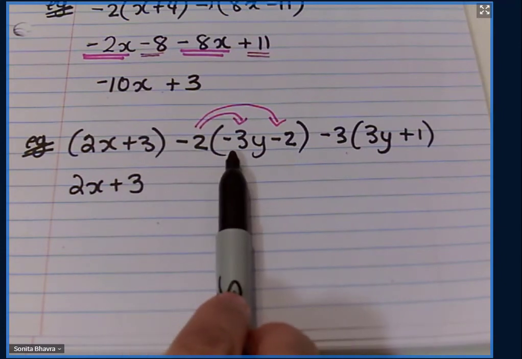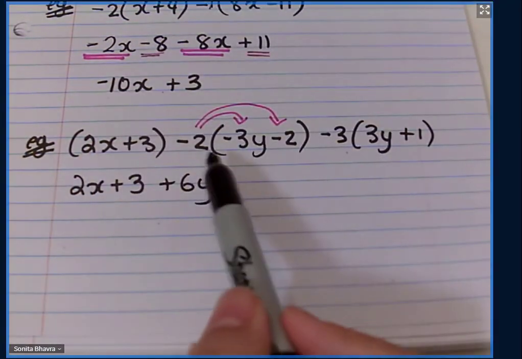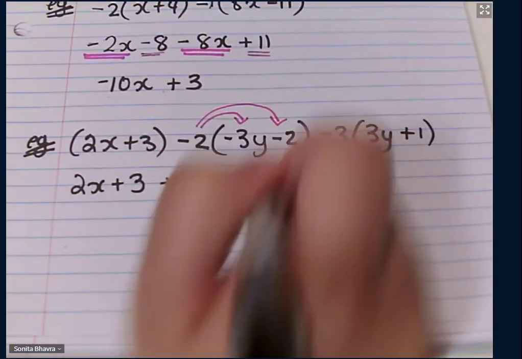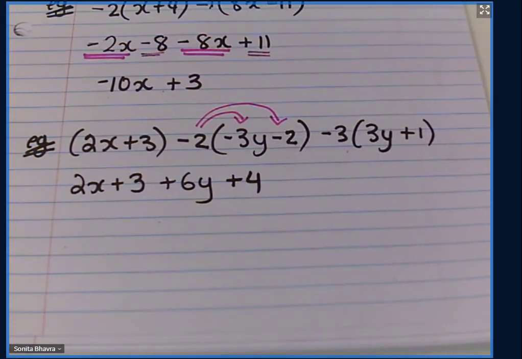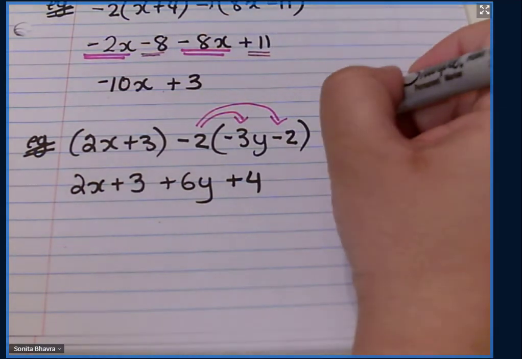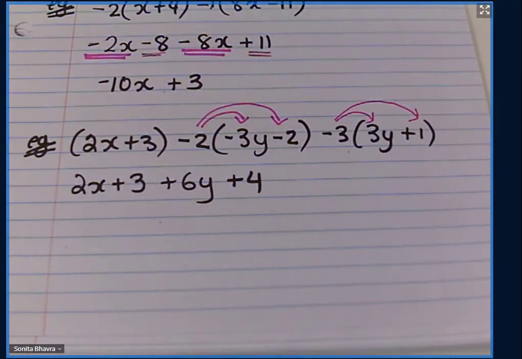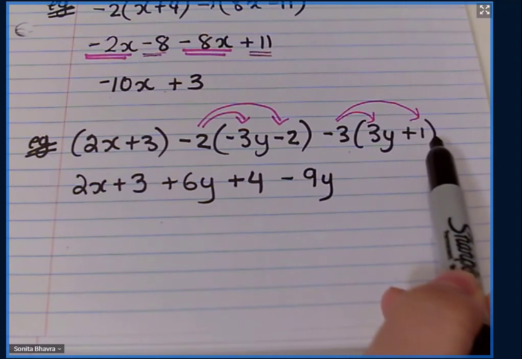Negative 2 times negative 3y gives me positive 6y. And then negative 2 times negative 2 is positive 4. All right, second bracket is completed. Let's go to the third bracket. We have a negative 3 here that has to multiply to everything inside of that bracket. So negative 3 has to multiply with 3y, and that negative 3 has to multiply with that positive 1. So negative 3 times 3 is negative 9y. Negative 3 times a positive 1 is negative 3.